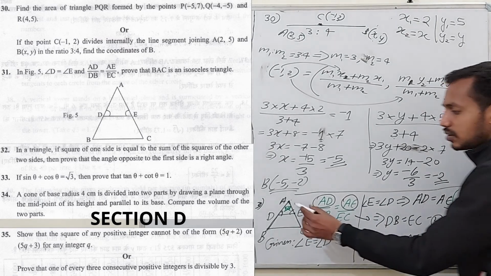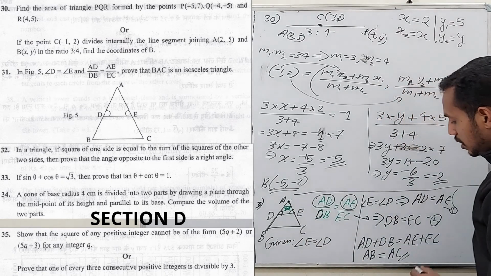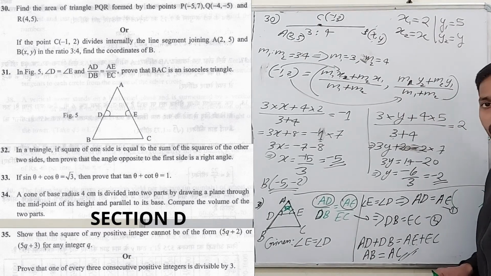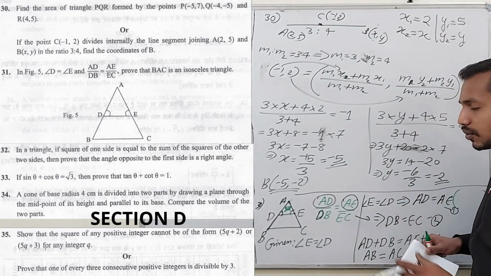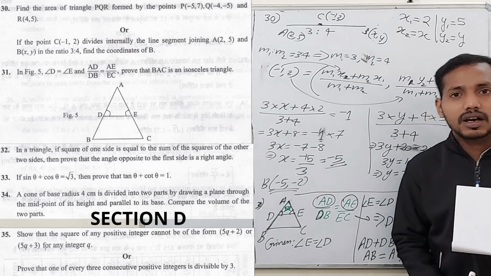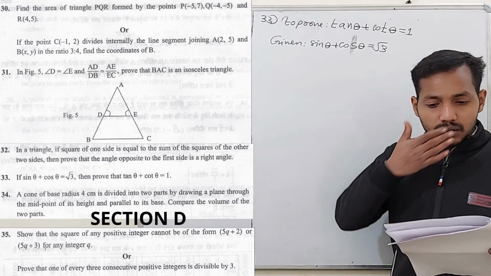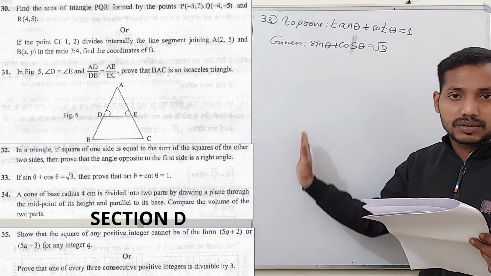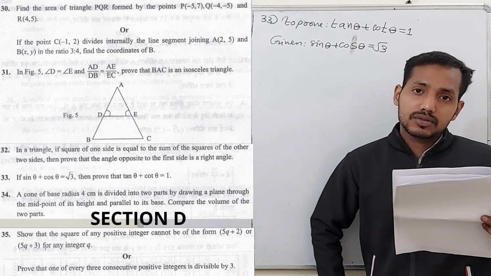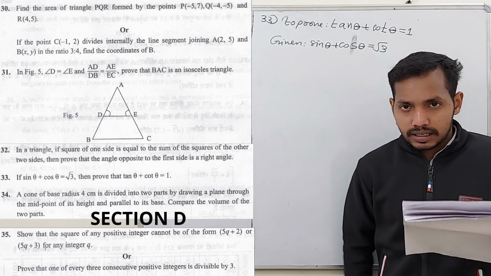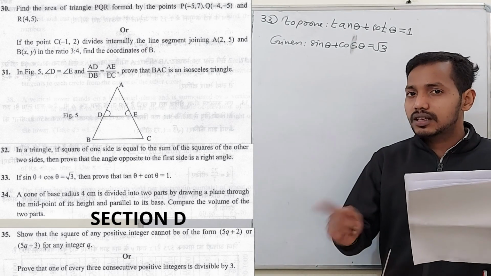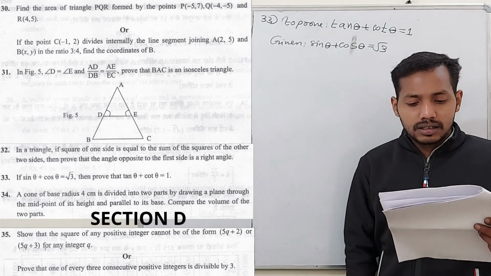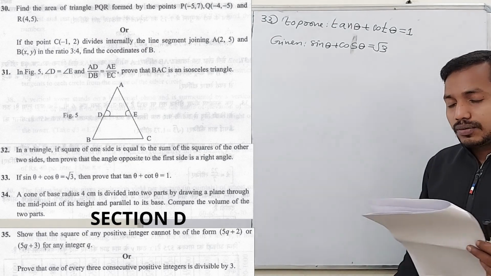Therefore, if AB is equal to AC, then triangle BAC is an isosceles triangle. Okay, so we have to write the proper steps. I'm just explaining how to solve this question. Now, question number 32. It is actually out of the syllabus because that is the proof of theorem 6.9, which is deleted. That proof of theorem 6.9 is deleted for this year, so I'm not going to solve it.